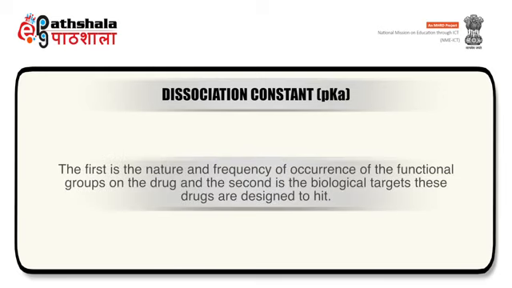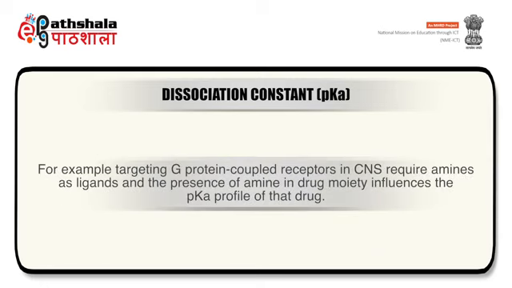The first is the nature and frequency of occurrence of the functional groups on the drugs, and the second is the biological targets these drugs are designed to hit. For example, targeting G protein coupled receptors in the CNS requires amines as ligands, and the presence of an amine in the drug moiety influences the pKa profile of the drug.